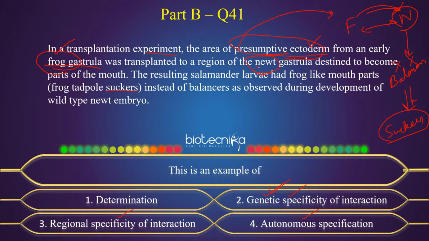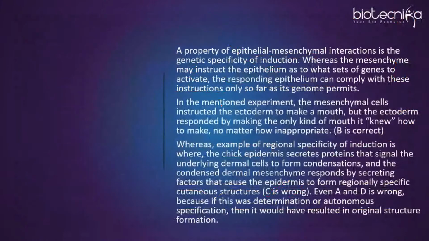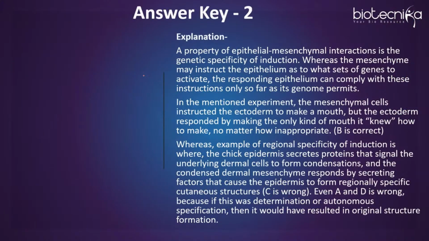Yeah, Selva Priya also right. Very good. The type of mouth it knows how to form. Otherwise, how will it know to form newt parts? Isn't it? So, okay, very good, Vijay. You got this correct. That's right. We had discussed it in classes, right? So, the resulting salamander larva had frog-like mouth parts instead of balancers. So, this is genetic specificity.